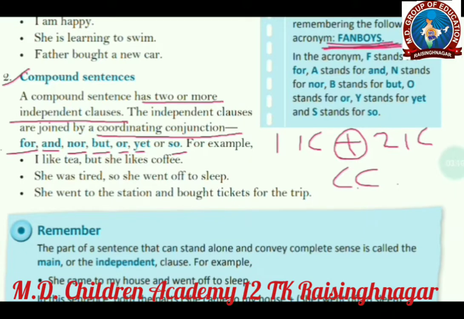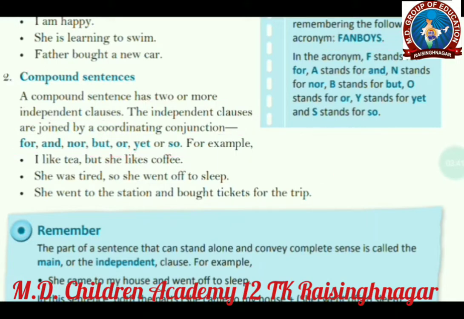FANBOYS: F stands for for, A stands for and, N stands for nor, B stands for but, O stands for or, Y stands for yet, and S stands for so. So it's very easy to learn these coordinating conjunctions by just learning this acronym FANBOYS. Alright, so let's look at these examples.